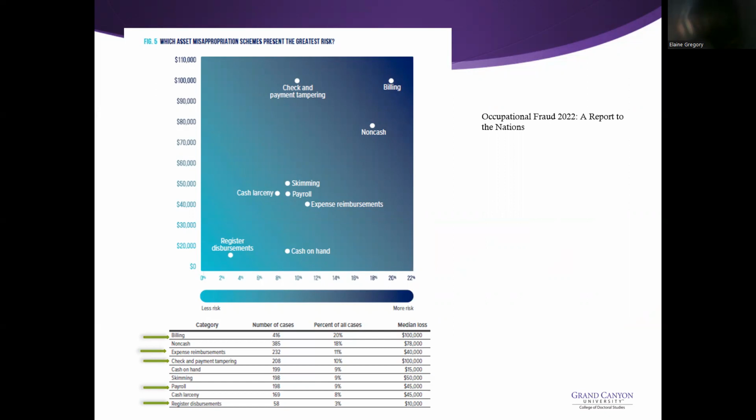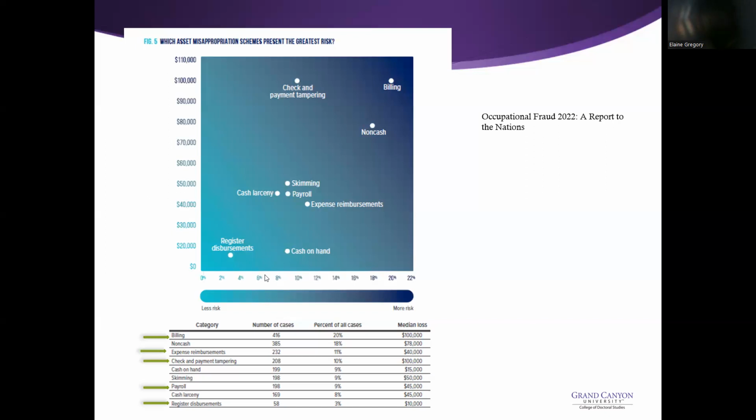We have billing schemes, expense reimbursements, and check and payment tampering, which you would think, in the age of electronic checks, we wouldn't have, but in fact, they are 10% of all of our cases. We have payroll schemes that are still going on, and we have register disbursement schemes that are going on. So let's take a look at a number of these.